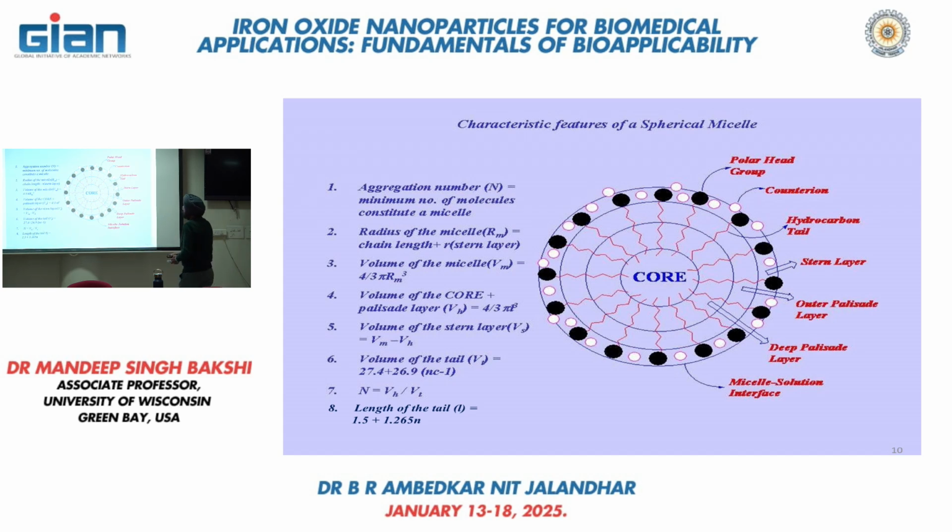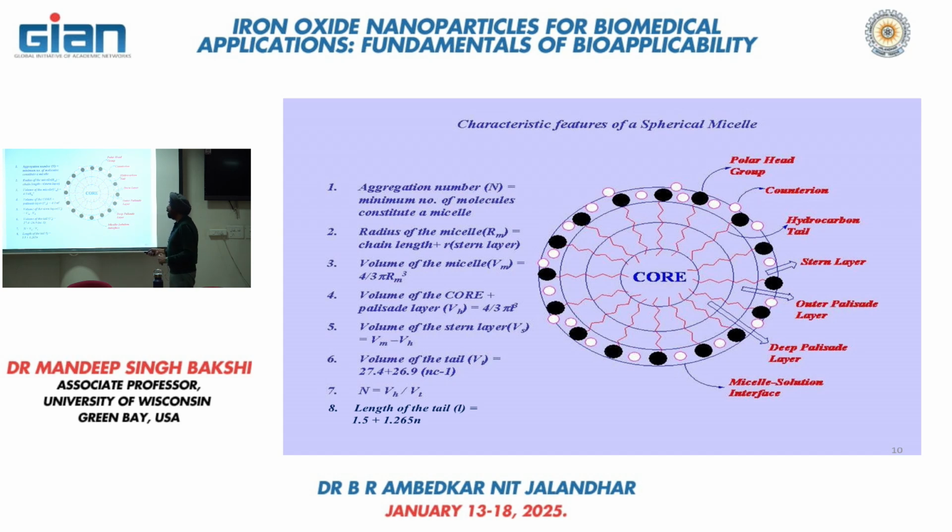Volume of the stern layer: you know the entire volume of the micelle, and we can subtract the volume of the hydrophobic portion from it, which will give you the volume of the stern layer. Volume of the tail, you can calculate, this is the mathematical formulation. The volume of the tail is 27.4 plus 26.9 multiplied by n, where n stands for the number of methylene groups in the hydrocarbon chain, minus 1. You don't need to go through the mathematical formulation.